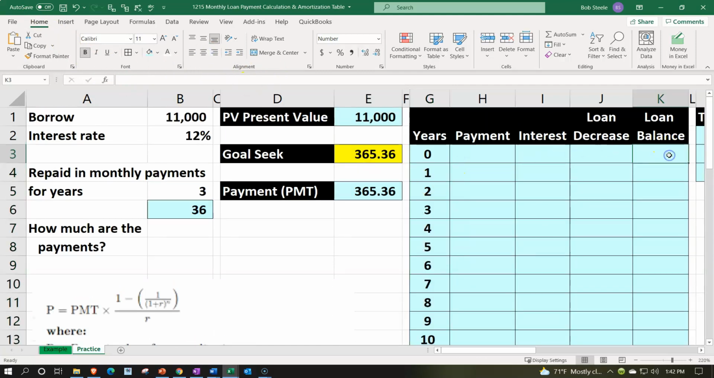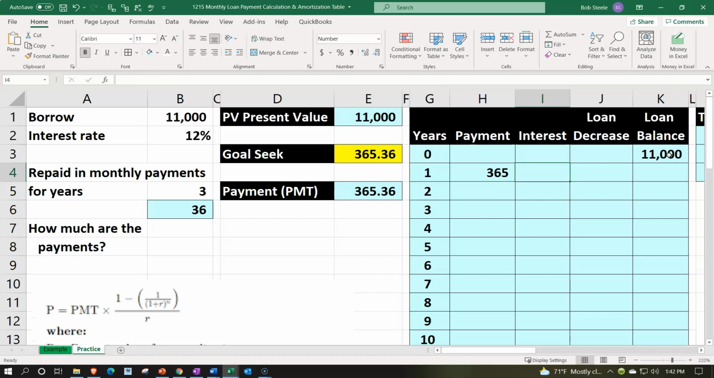And then we're going to go to the loan balance in the outer column. This is going to be equal to the 11,000 on the balance. And then we'll just do our calculations. Once again, the payment we already calculated, that's going to be equal to this payment amount. And then we're going to take the interest.